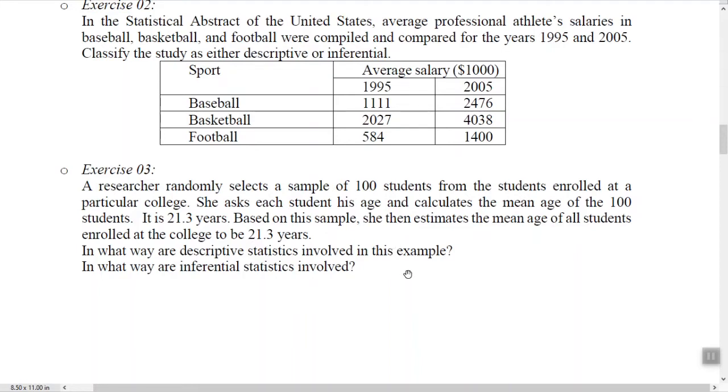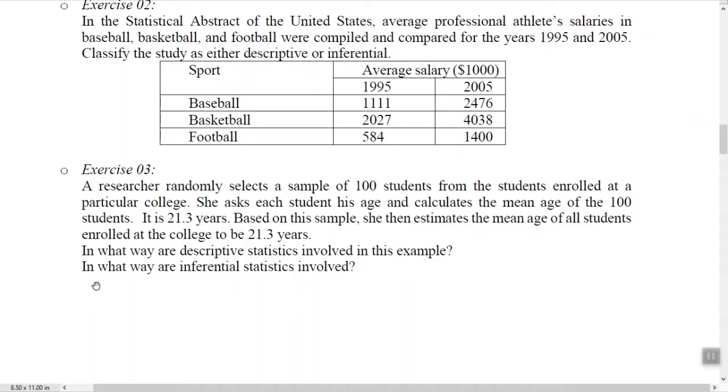In what way are descriptive statistics involved here? It is easy. She has selected a sample of 100 students who are enrolled at a particular college. From them, she has taken their mean age, 21.3 years. That's how we deal with descriptive statistics.